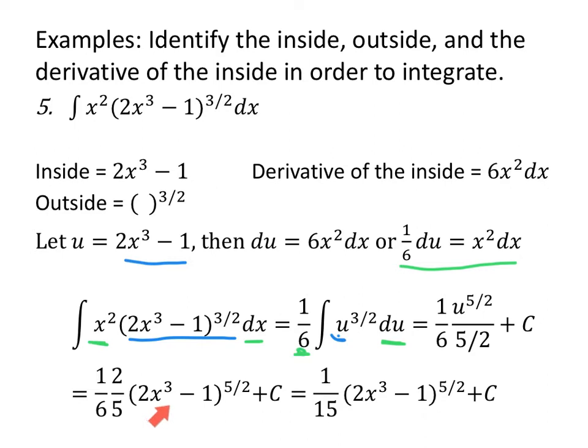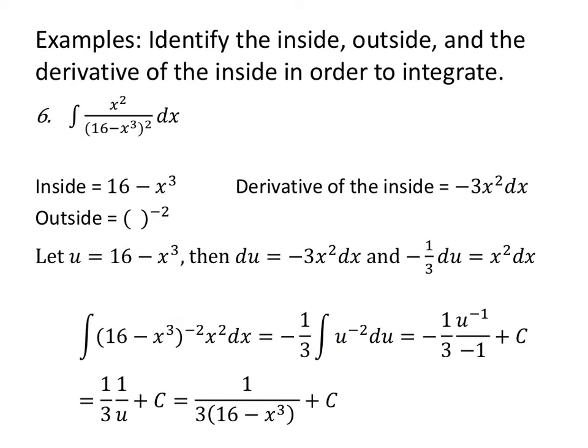Replace u with 2x cubed minus 1. And then I'm going to close this up a little bit. The 2 and the 6 simplify. So 2 over 30 simplifies to 1/15. 2x cubed minus 1 quantity to the 5/2 plus c is our solution.